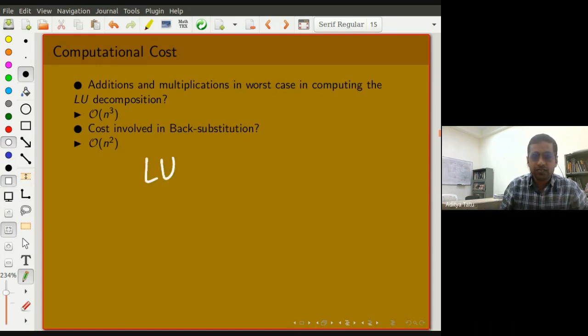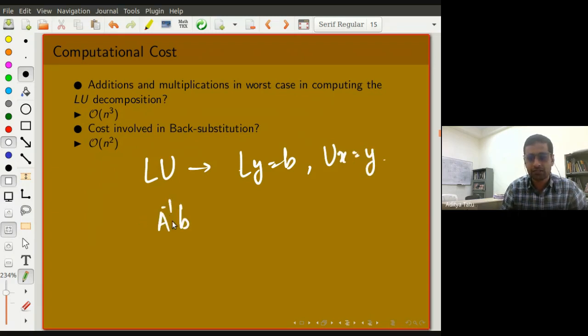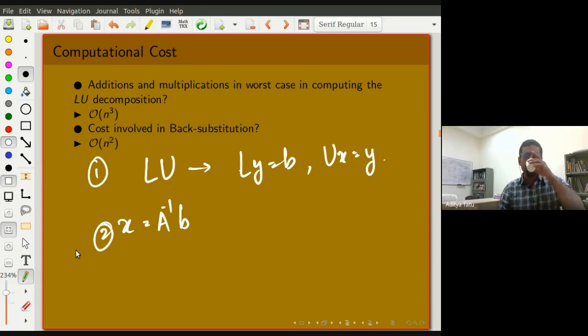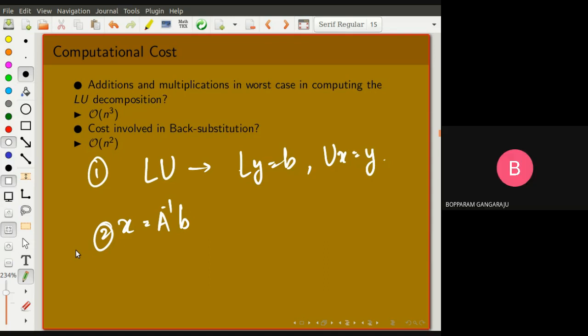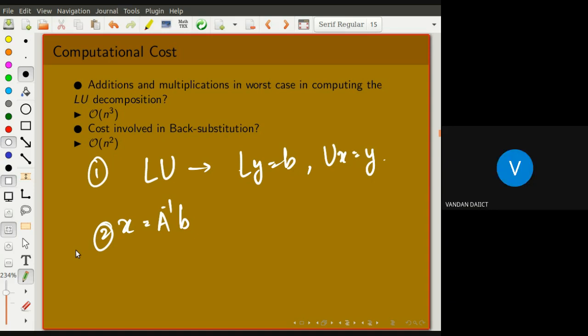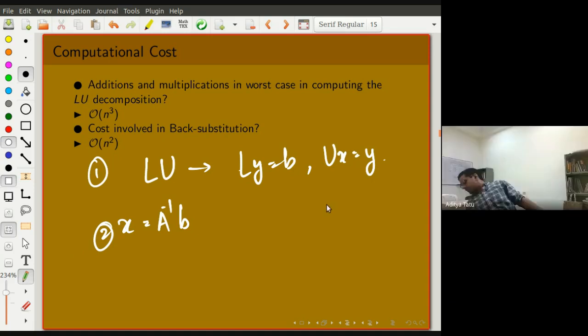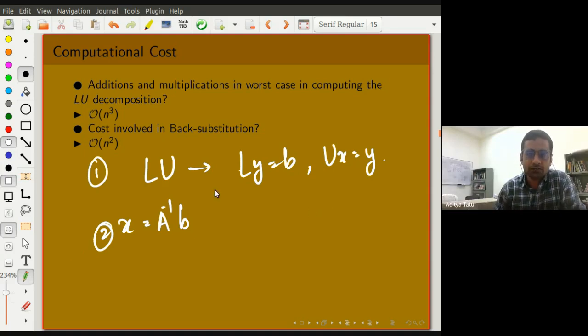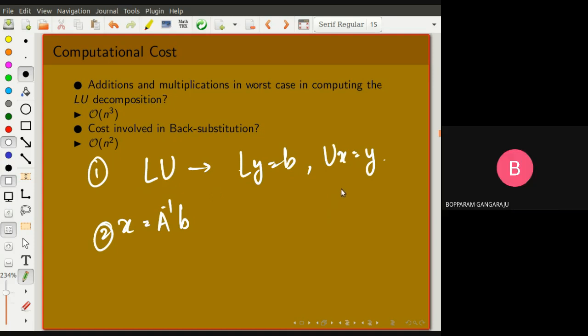So should we use LU and then do Ly equals B and then Ux equals Y, or should we just compute A inverse B as X? Which of these two methods will you prefer and why? First method will take less computation. Why? One at a time. Gangaraju, could you complete your answer? Ly equal to b needs order of n square for finding y, and Ux equal to y also needs order of n square.